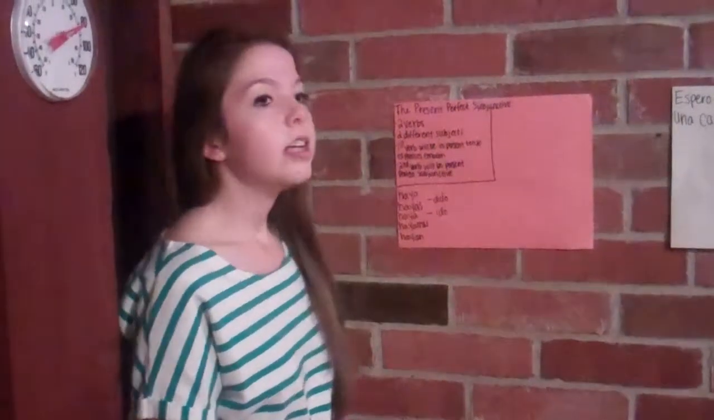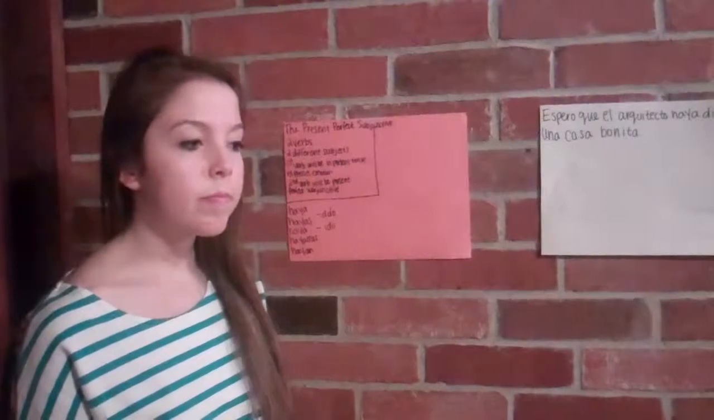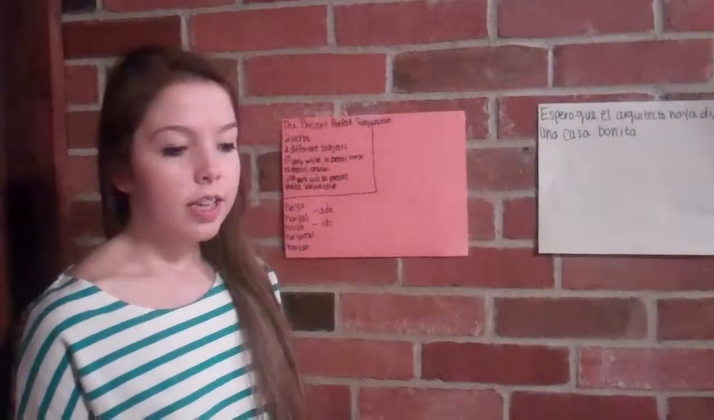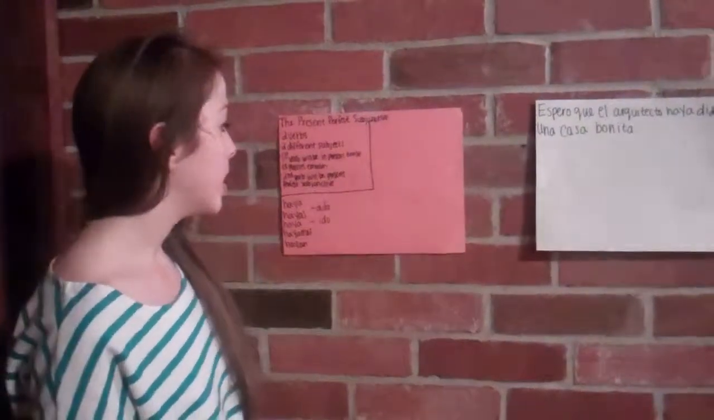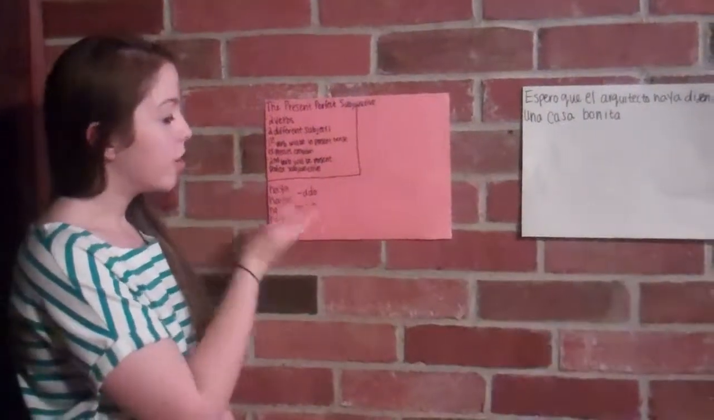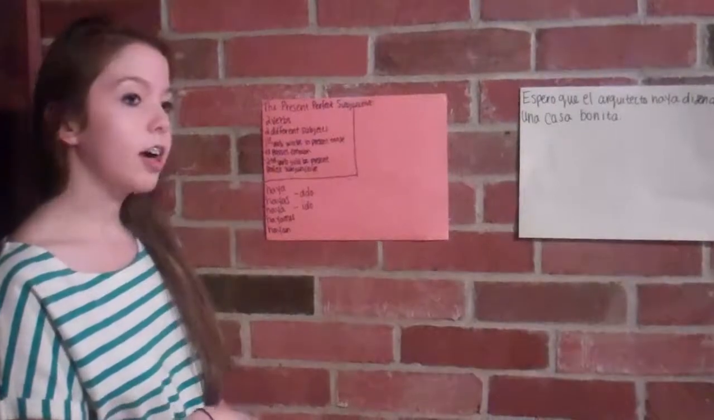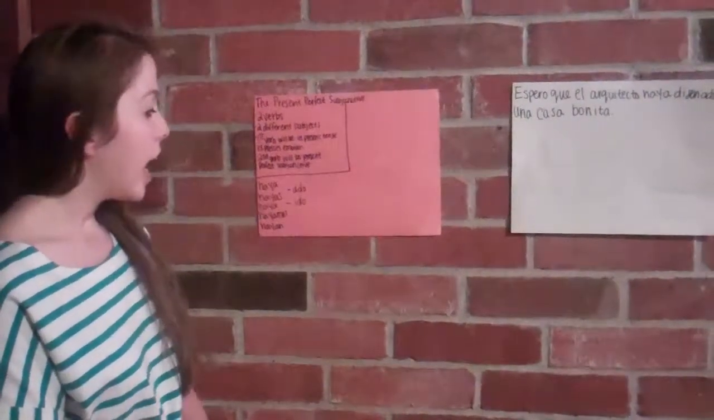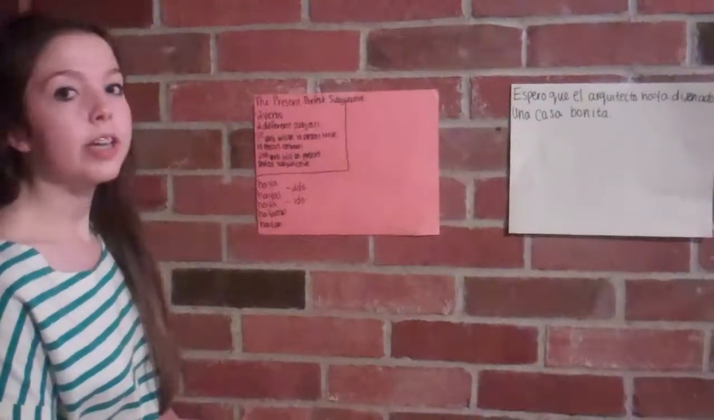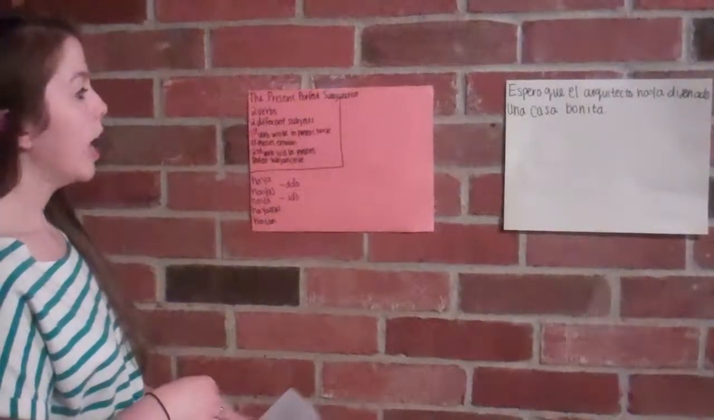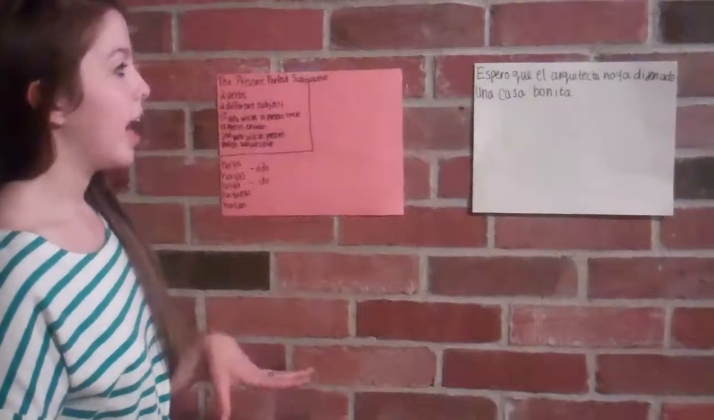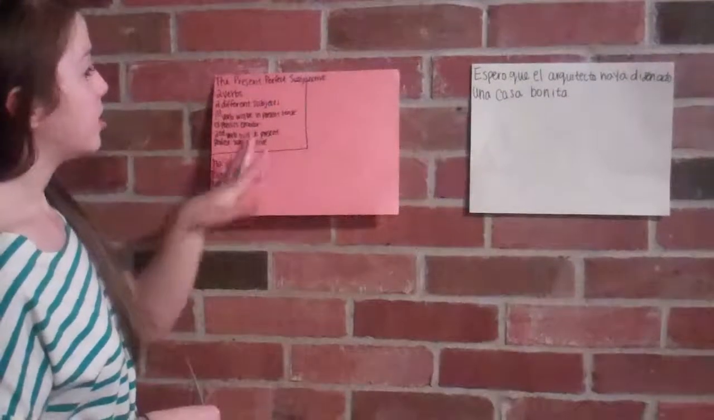And then after that, you're going to have an infinitive like nadar or correr, and you're just going to add like ado or ido. So for nadar, you'd be nadado, and for correr, you'd be corrido. And so that just does that.